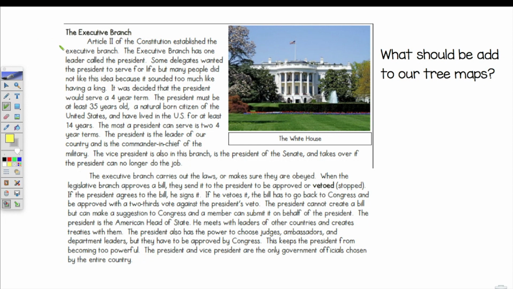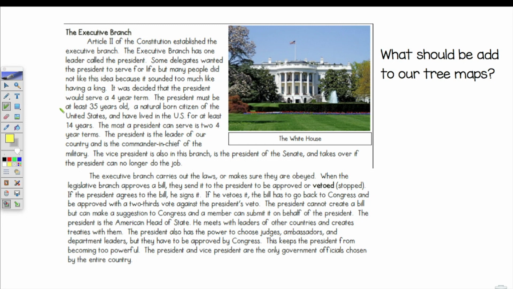Article 2 of the Constitution established the executive branch. The executive branch has one leader called the president. Some delegates wanted the president to serve for life, but many people did not like this idea because it sounded too much like having a king. It was decided that the president would serve a 4-year term.